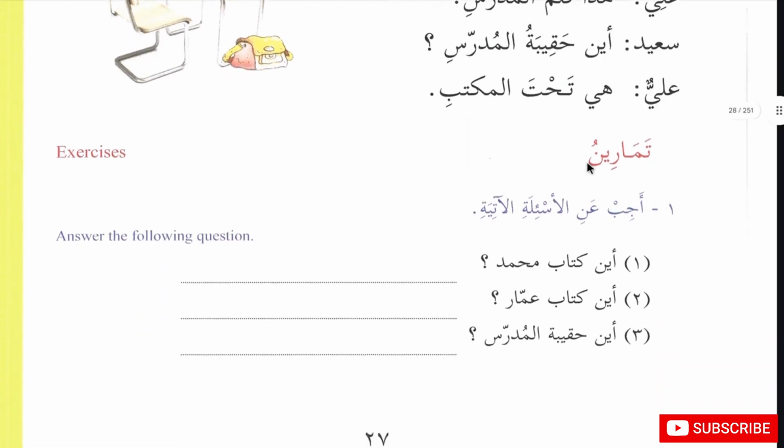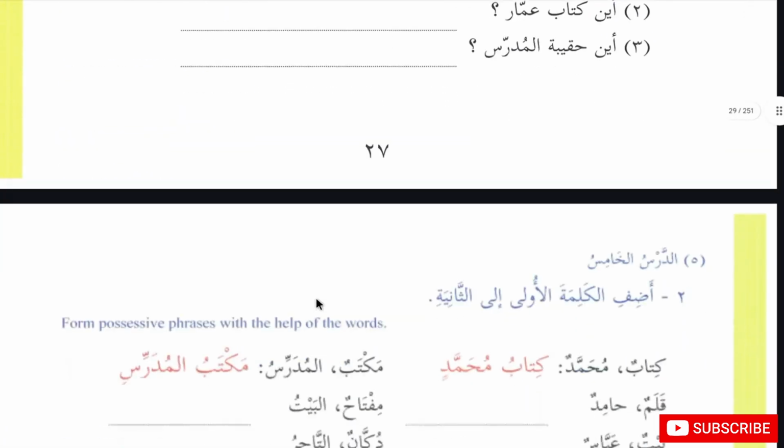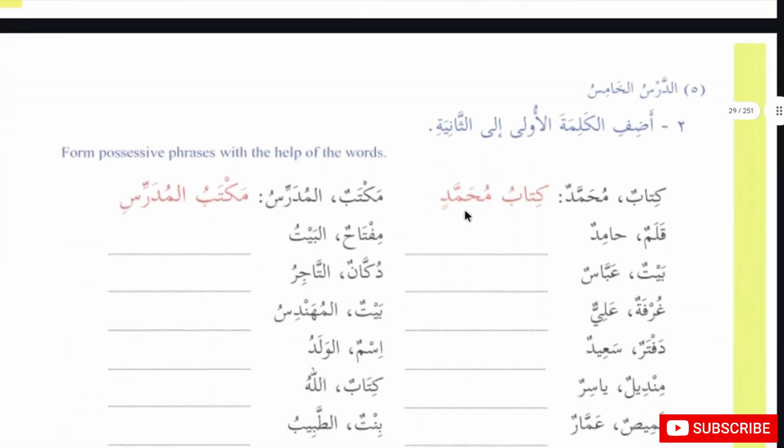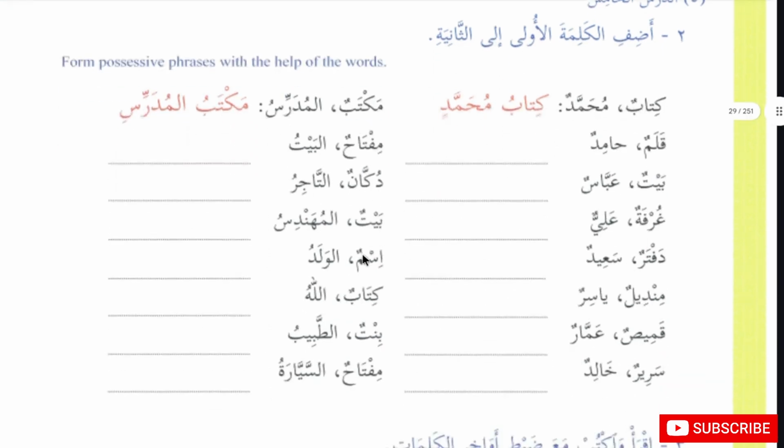So there's some practice. أجب عن الأسئلة الآتية. Answer the following questions. So here's an example. كتاب محمد. مكتب المدرس. So you can do that. Practice here.